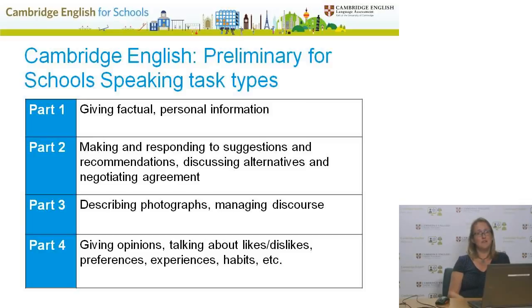So now I'd like you to think about what examiners might be looking for in the speaking tests. For example, examiners are probably looking for good use of vocabulary. What else do you think they are looking for? Type your ideas into the chat box.